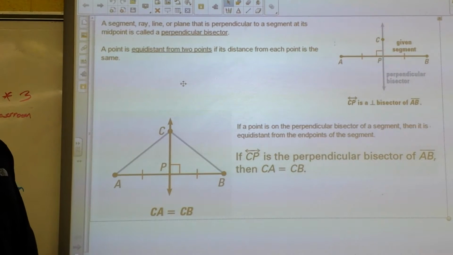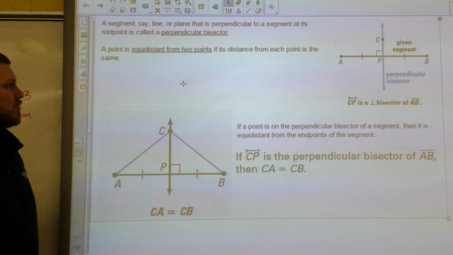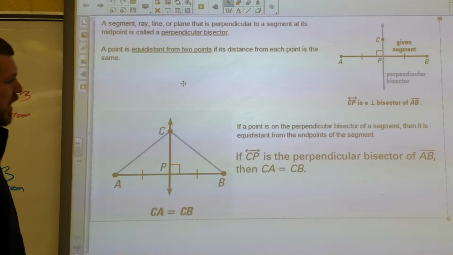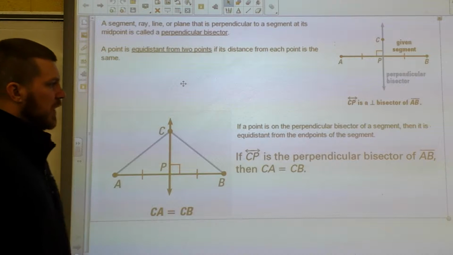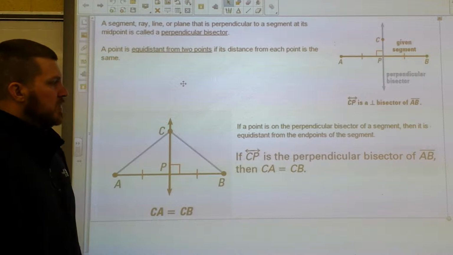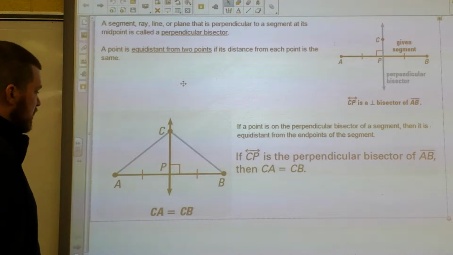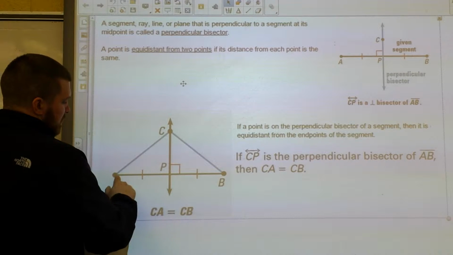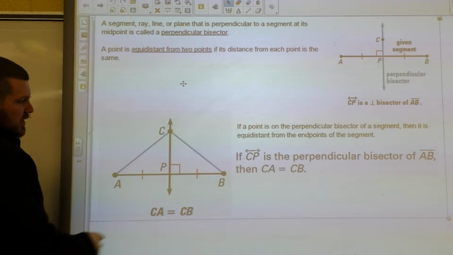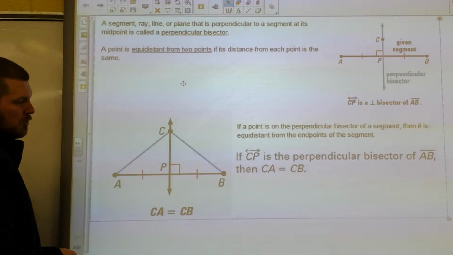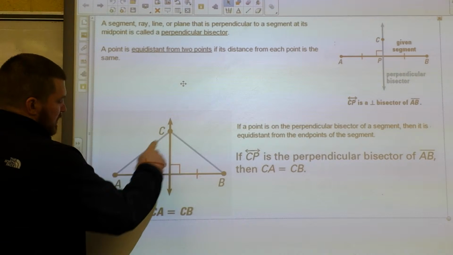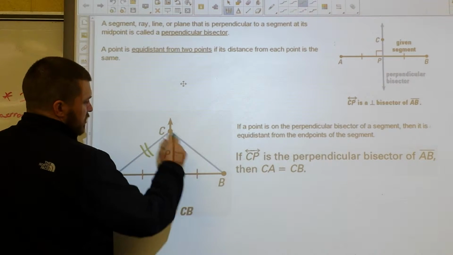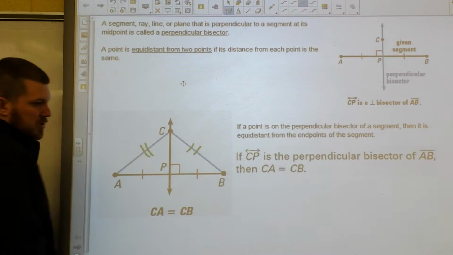A point is equidistant from two points if its distance from each point is the same. So equidistant just means the same distance, fancy math word. And then we're told that if a point is on the perpendicular bisector of a segment, then it's equidistant from the endpoints of the segment. And that's what we see here in this picture. Here, point C lives on the perpendicular bisector of segment AB. Since point C lives on the perpendicular bisector of this segment, then the distance from A to C is congruent to the distance from C to B. That's a rule that's going to be true all the time.